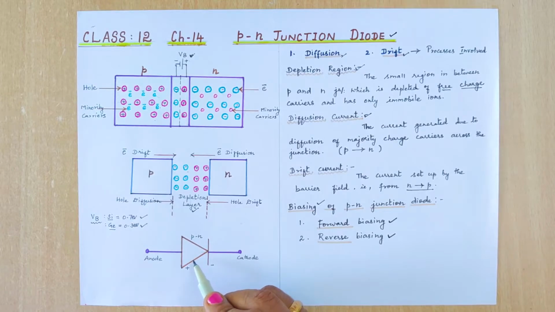Here is the symbol of the PN junction diode. This is the anode terminal, the triangle, and the line drawn across it is the cathode. This is the circuit symbol of the PN junction diode, which is used in all electronic circuits.